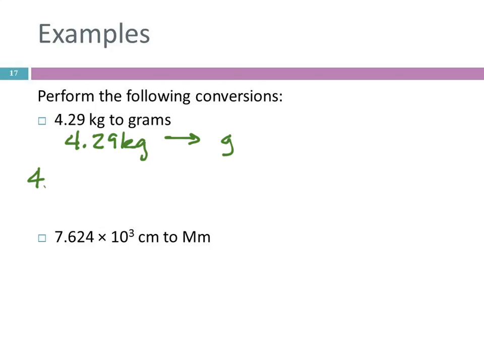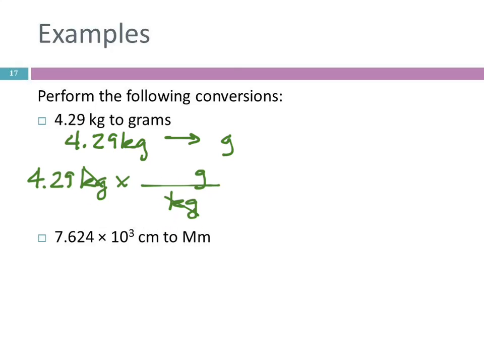So 4.29 kilograms times a unit factor. Kilograms to grams, kilograms to grams. And then kilograms go down here because I want them to cancel out. Are you seeing that pattern? And then we need a number in here somewhere.